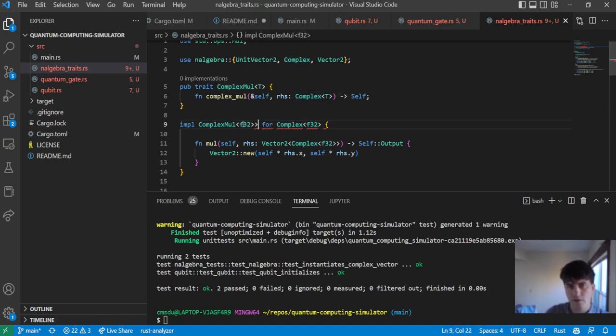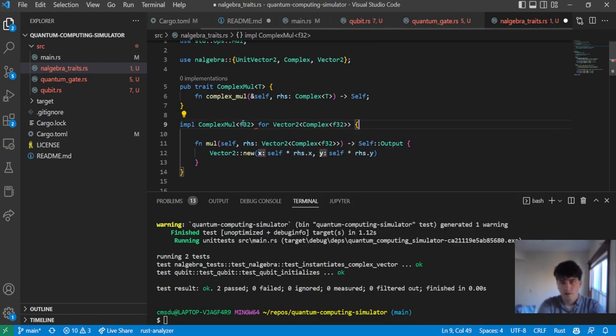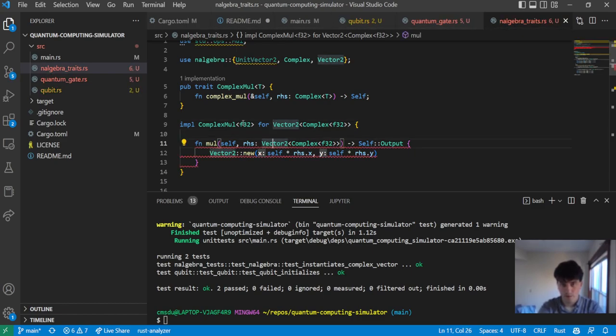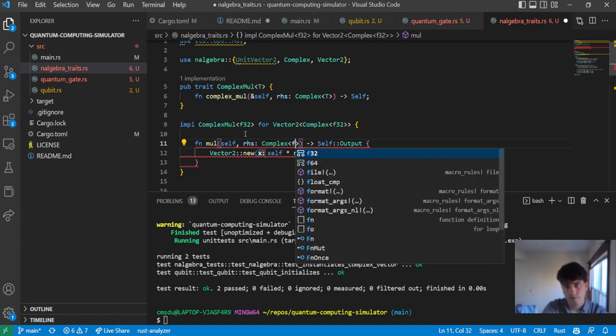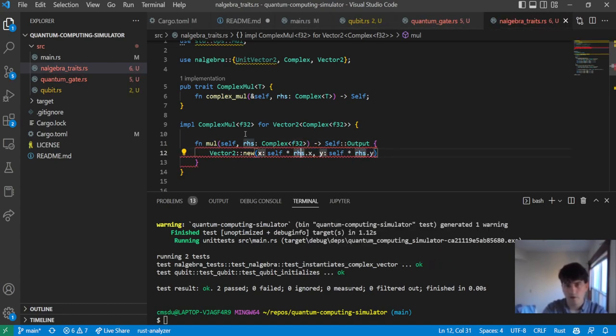So we're going to implement complex mul F32 for vector 2 of a complex number. So now vector 2 of the complex number multiplied by complex T, say F32, will take itself and multiply X by the right hand side and Y by the right hand side.